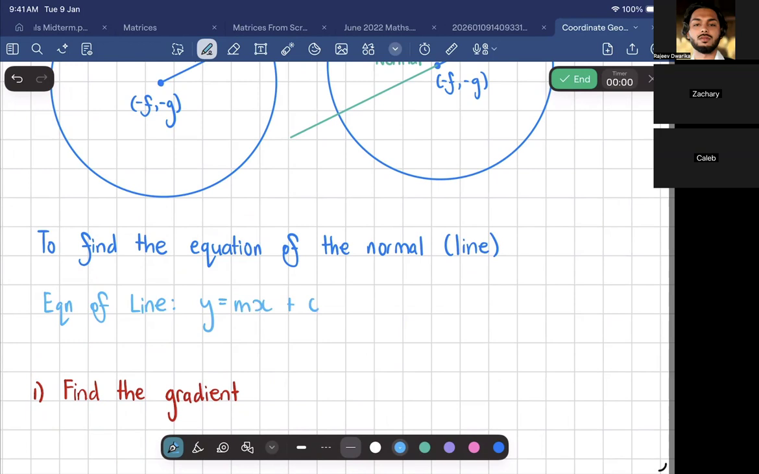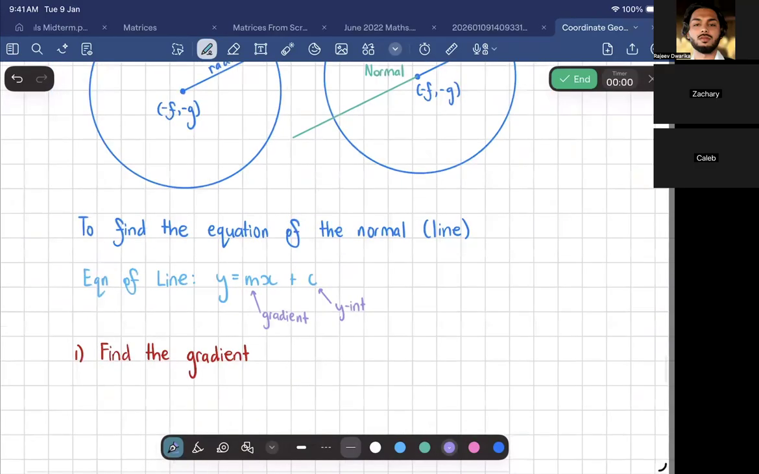Cool. Now, to find the equation of a line, you need two things. You need to find the what and the what? Could you all tell me? Gradient and the point on the line. So you need to find the gradient, and you need to figure out where the graph cuts the y-axis, which is c. That is called the y-intercept.